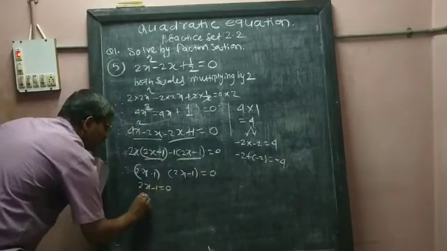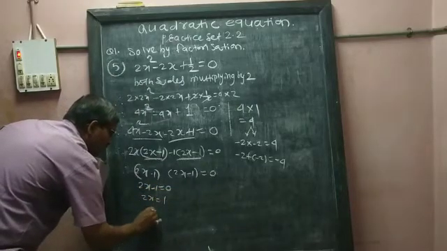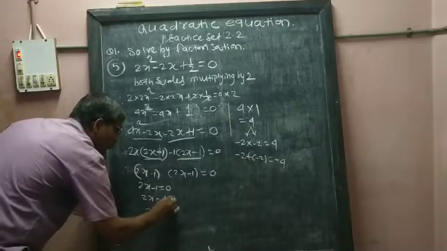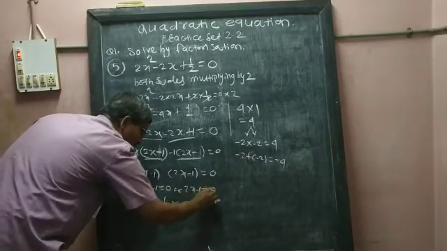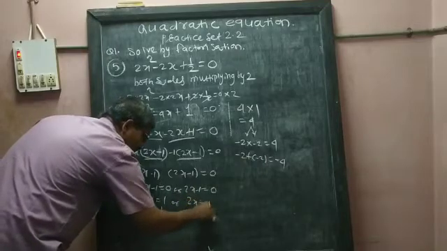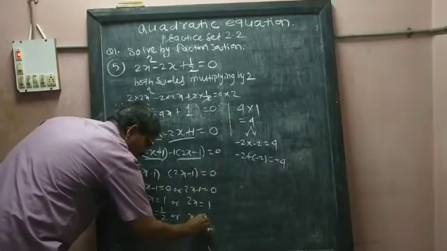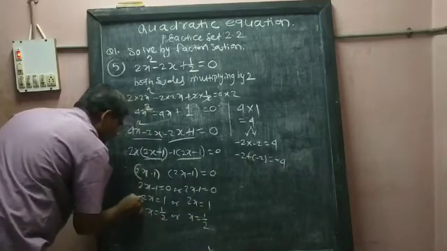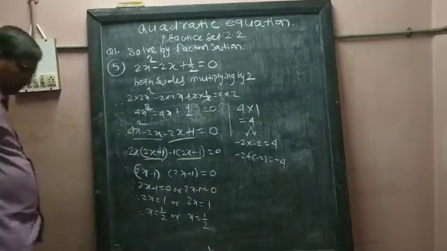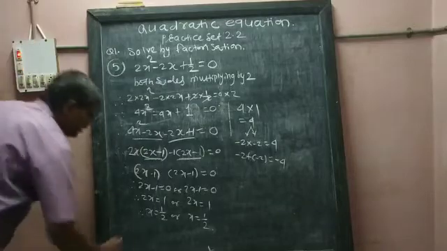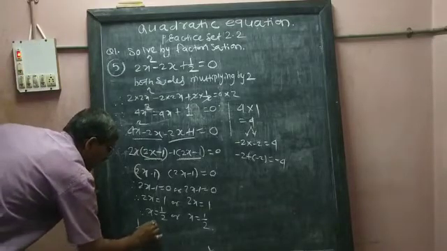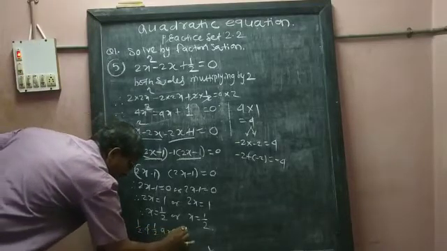2x minus 1 is equal to 0. 2x is equal to 1. Therefore, x is equal to 1 upon 2. Similar way, 2x minus 1 is equal to 0. 2x is equal to 1. x is equal to half. Thus, x is equal to half or x is equal to half. So, half and half are the roots.